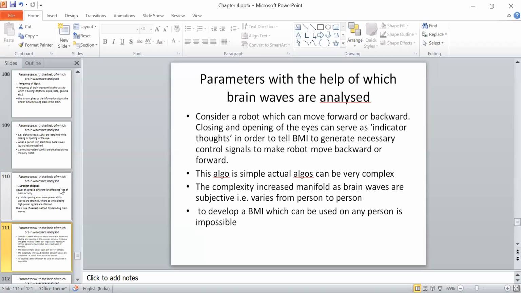Now, it looks very easy. It looks very simple. Once you are able to differentiate between those two things, you can simply write an algorithm, and based on that algorithm, your mobile robot will work. Now, it sounds so easy, it looks so easy, but it's not that easy. The issue is this: the human brain is very complex, and it is different from one person to another person.